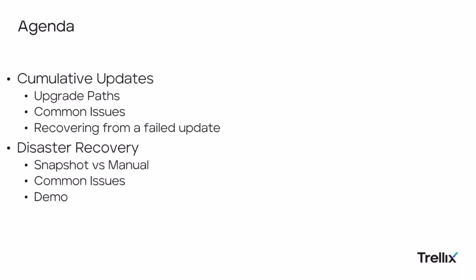Okay, today we are going to talk about two things, the cumulative updates and disaster recovery. For both, we'll look at some of the common issues that we see. For cumulative updates, we'll talk about what you can upgrade from and to, and then we'll talk about recovering from a failed update when something goes wrong with that, and then we'll look at a demo of the disaster recovery process. So to start, we're going to go into the cumulative updates.